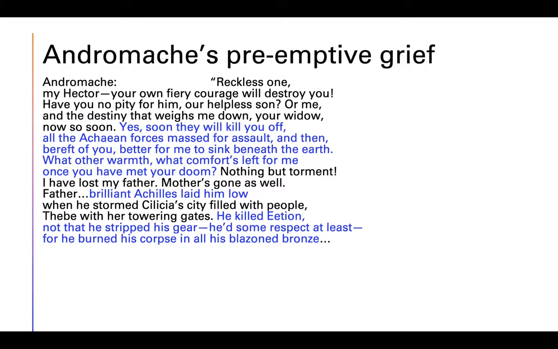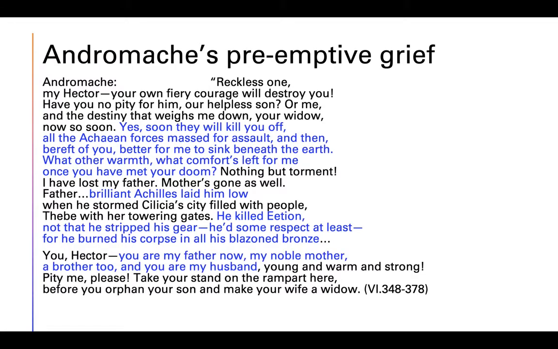Okay, so we learned some stuff here. Andromache's worried that Hector will die because she's lost her whole family already. Her father's already dead because Achilles killed her father. So just like Achilles killed her father, she sort of suspects that Achilles will kill her husband. This is kind of an interesting part. There's some foreshadowing here. Achilles killed her father, but didn't strip his gear. So Achilles left her father in his armor. Kind of pay attention to that.